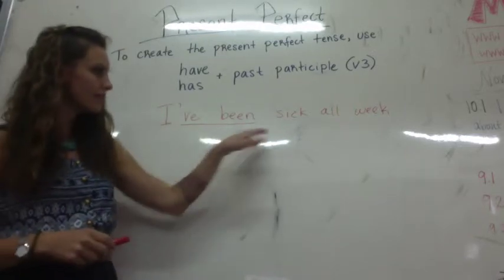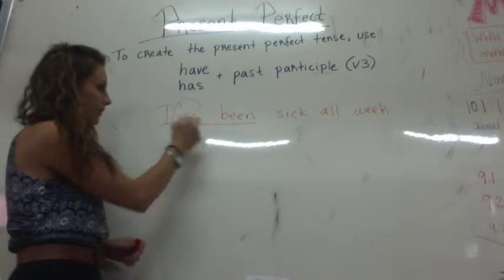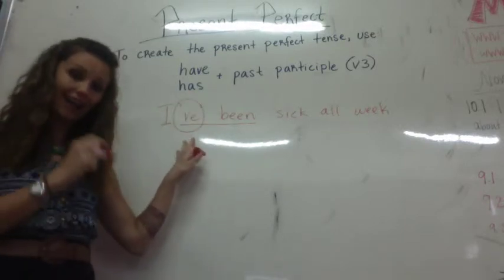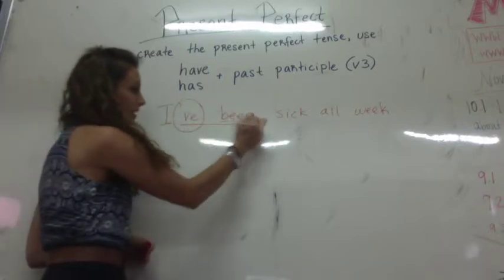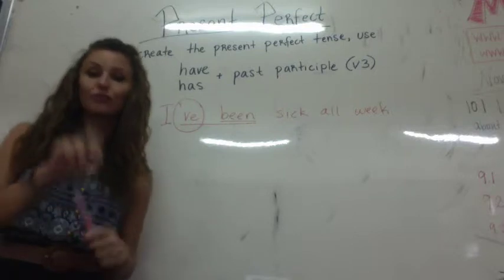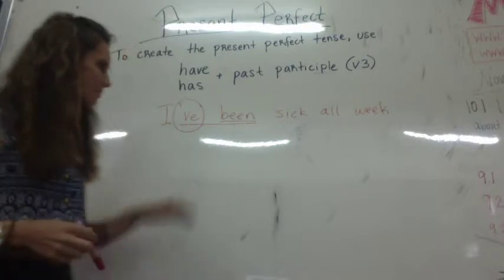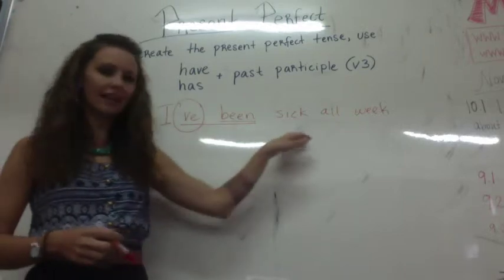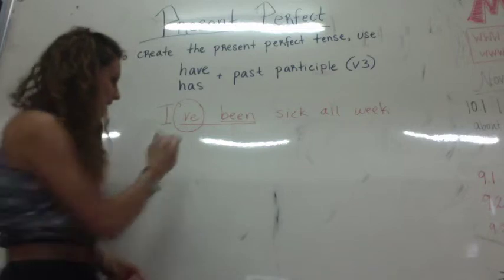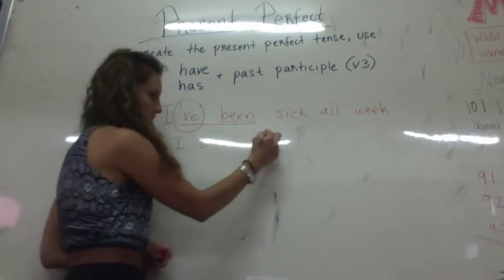I've been sick all week. Here, in the apostrophe VE, is my present tense of have. I have. And then been is the past participle, is your V3 again, right? Okay, so what does this mean? I've been sick all week. And how is it different from I was sick all week?